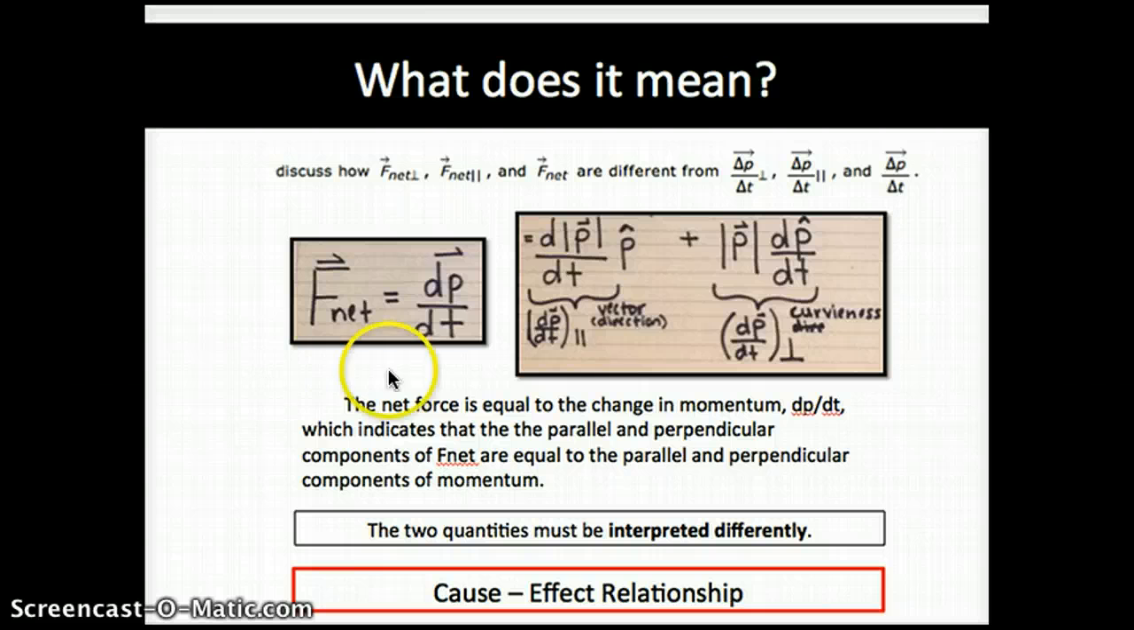The force causes a change in momentum. And momentum is something that can be calculated using position data and mass data. It's also visible. And thus we can use this relationship to help understand the force. But essentially we need to understand that these two quantities, although they might be the same, must be interpreted differently. So the net force causes the change in momentum.